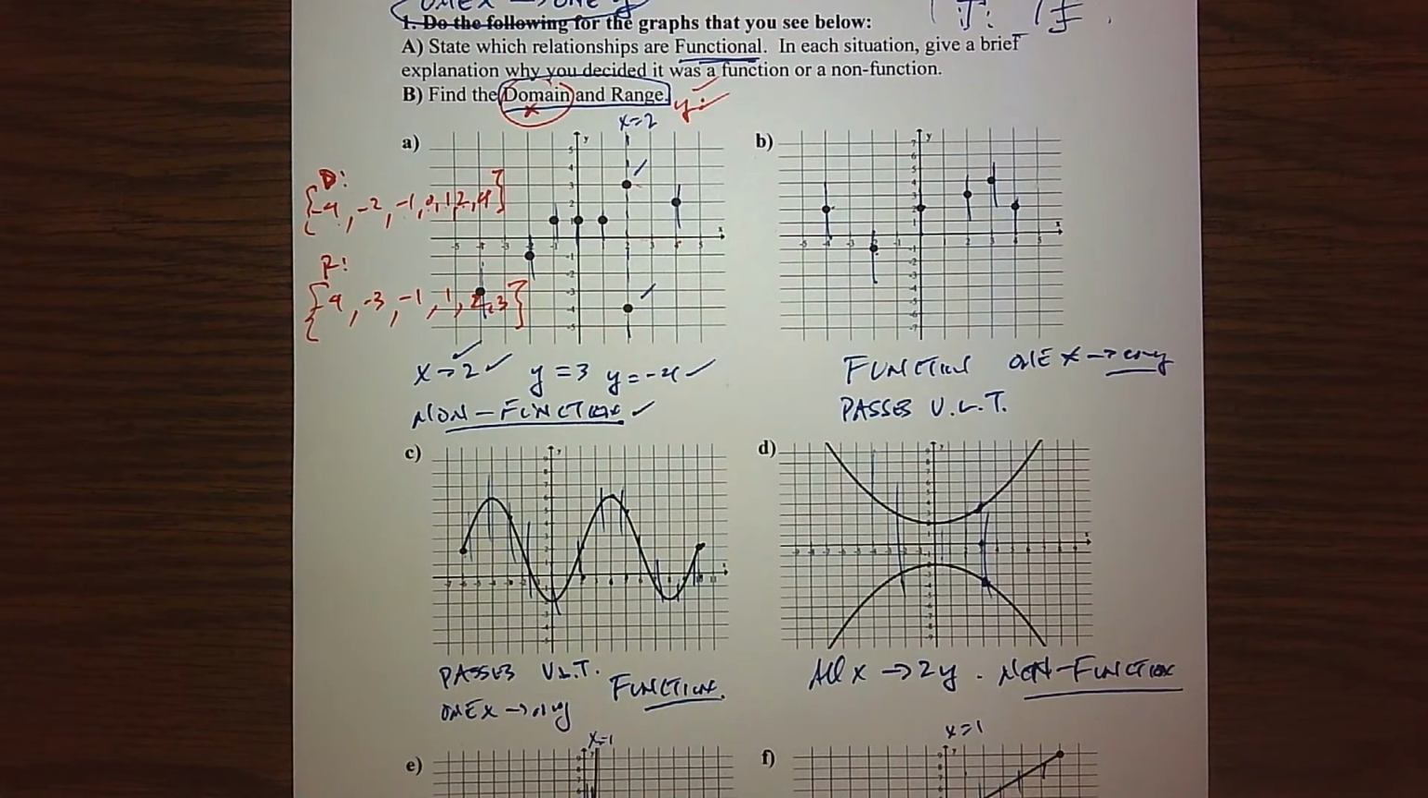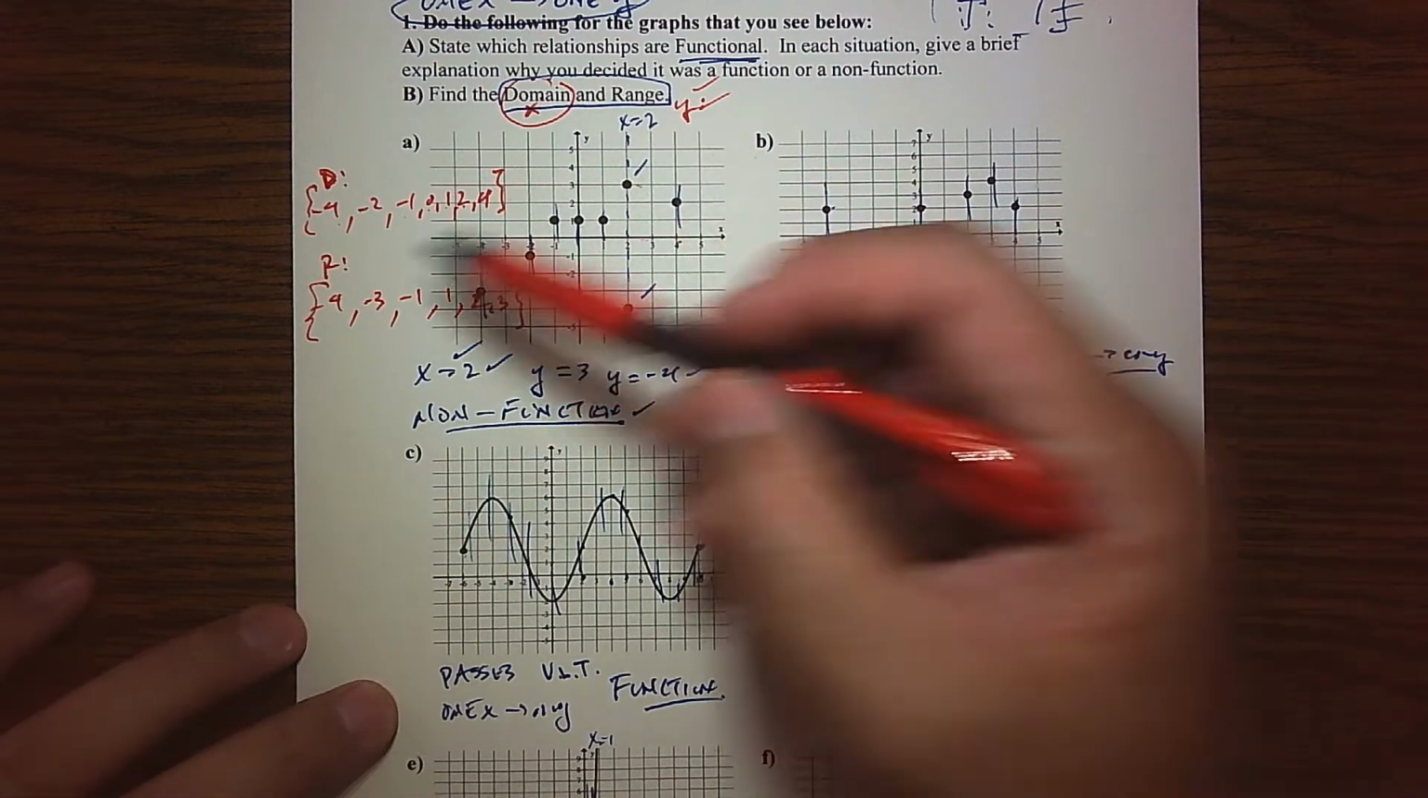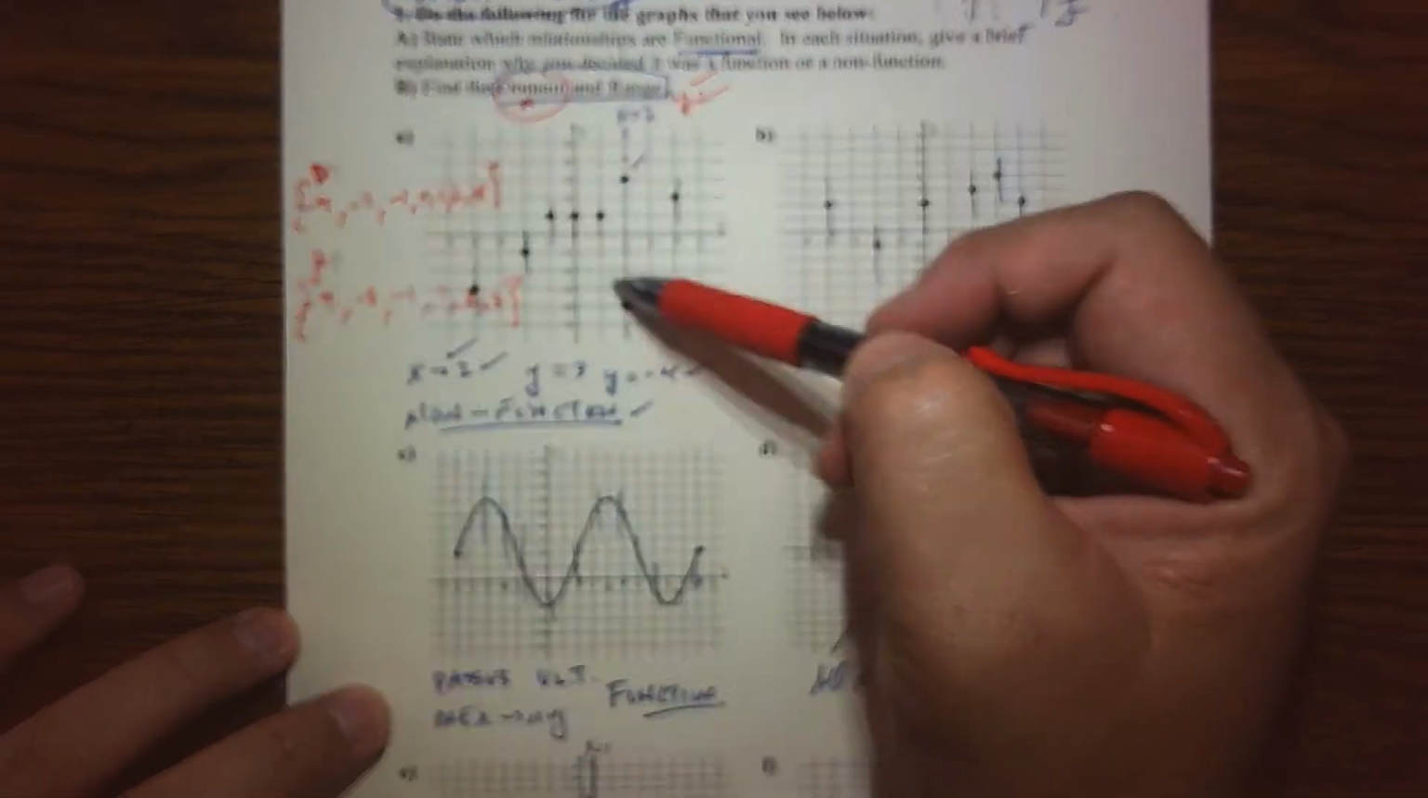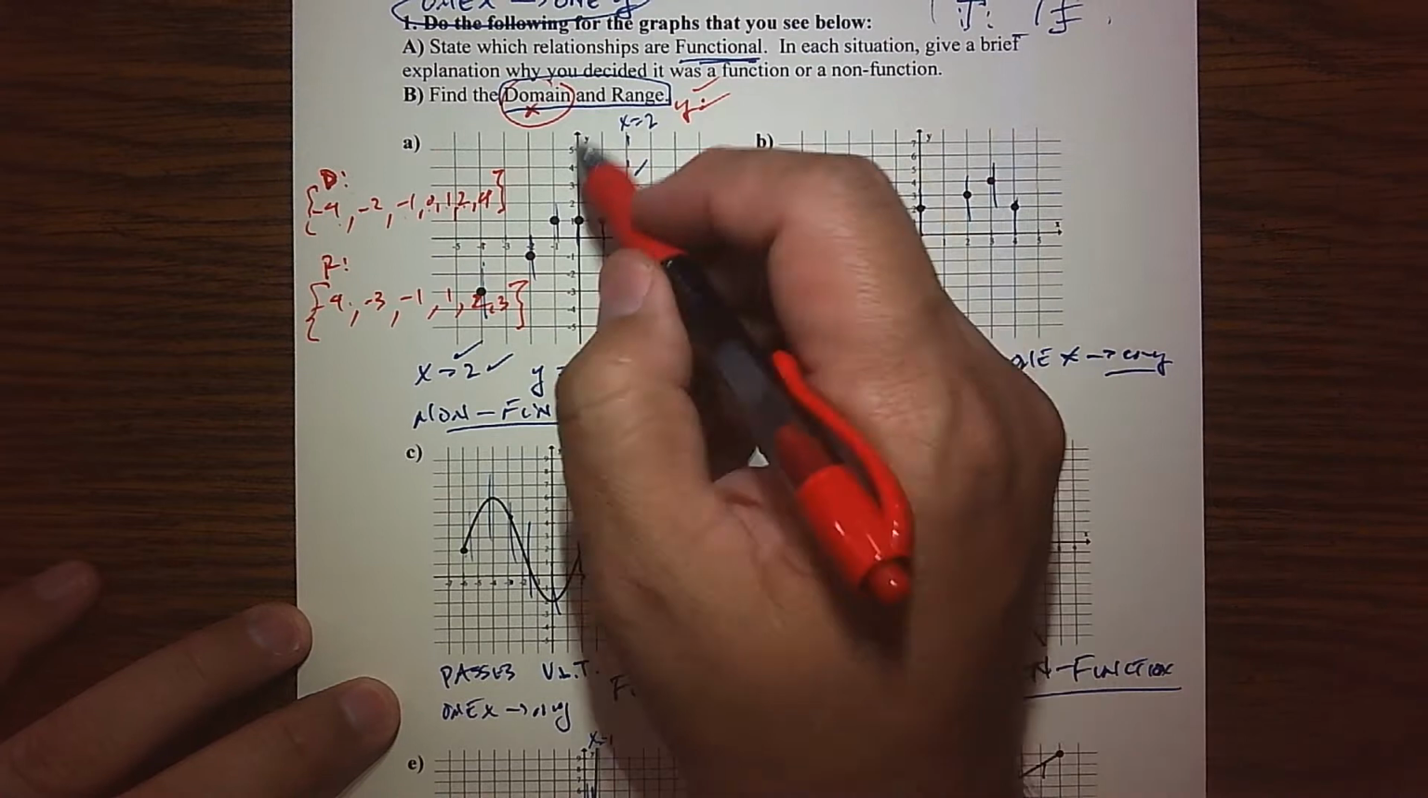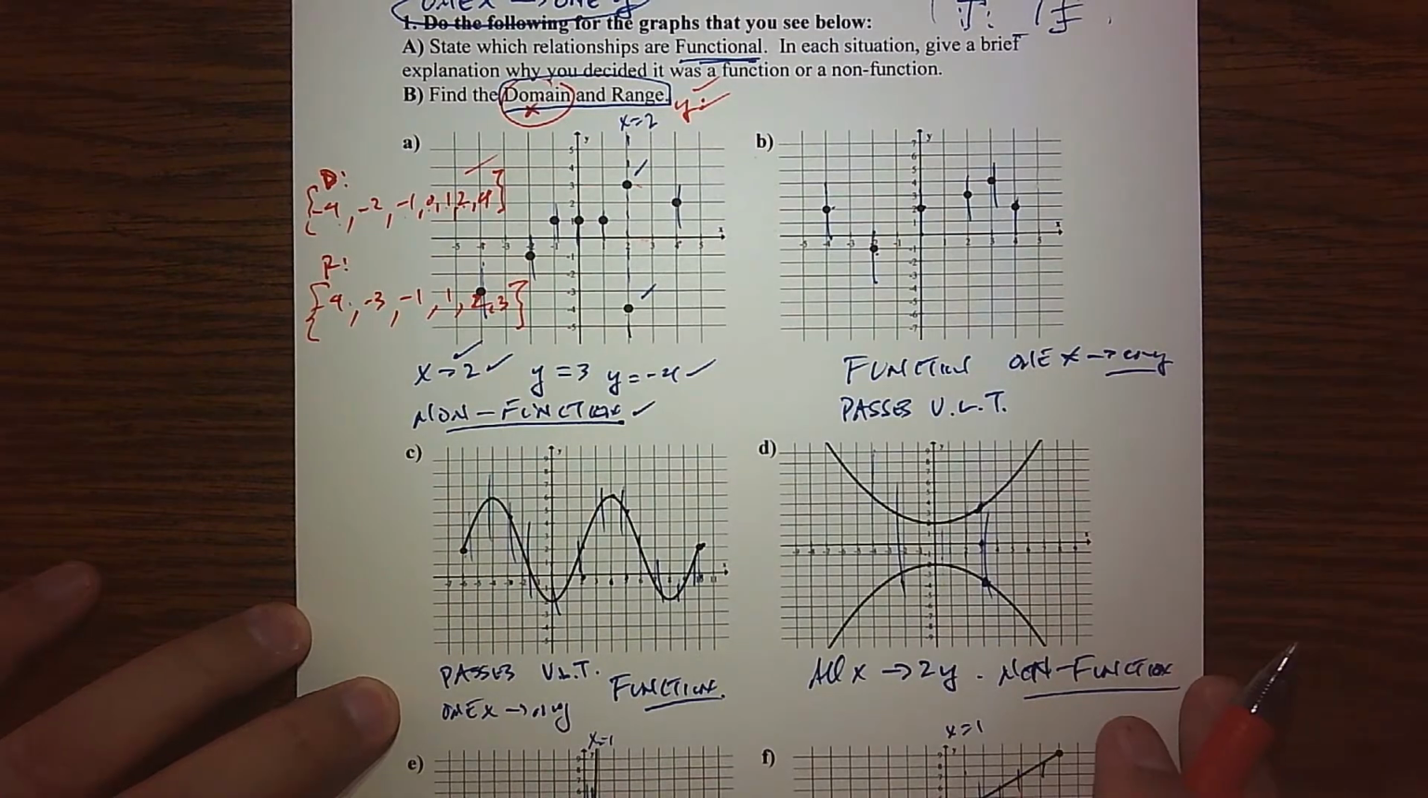Again, we're discrete because we're not talking about everybody between -4 and 3. These specific 6 y values are the only y values that were created by all those x's.